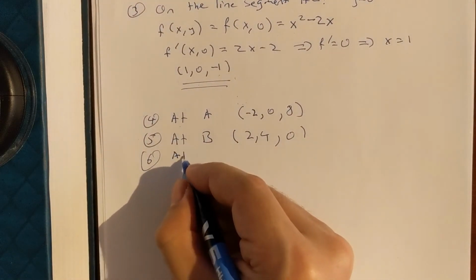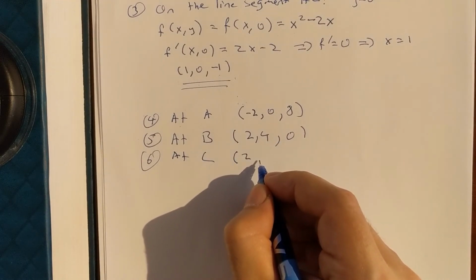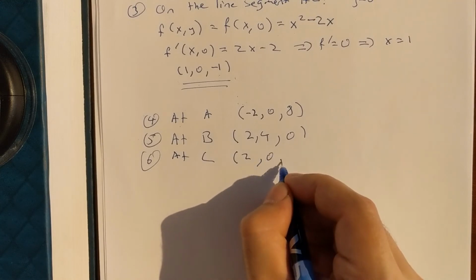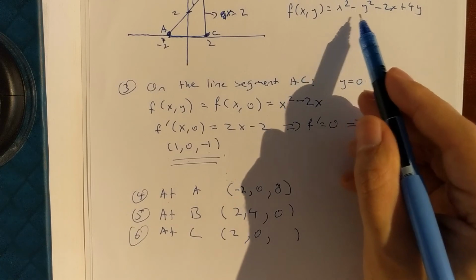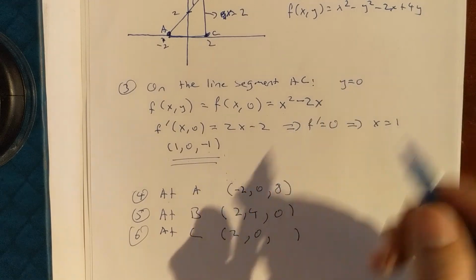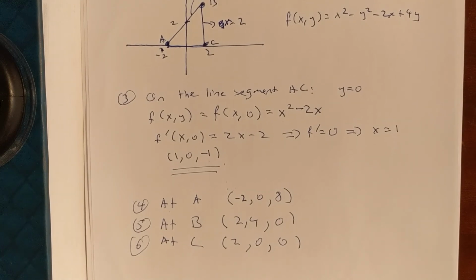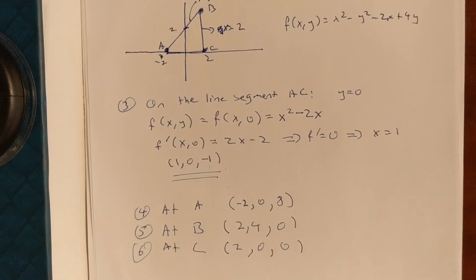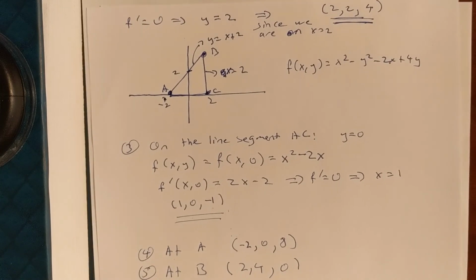Let's see what's going on at C. Let's plug in C. Well, C is easy. It's going to be 2, instead of minus 2, 0, we have 2, 0 this one time. So go back and plug it into the function. We have 4. This is gone. Minus 4. Well, that's gone. That's gone. So it's 2, 0, 0. Okay. All right. So now we have everything. Okay. So we have to compare all of these points.